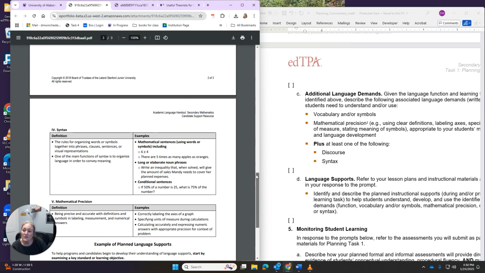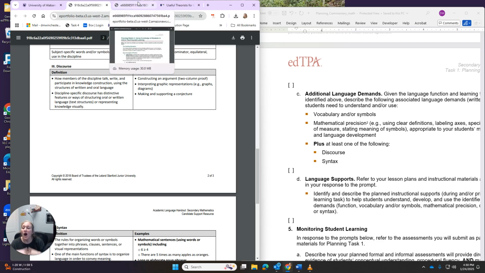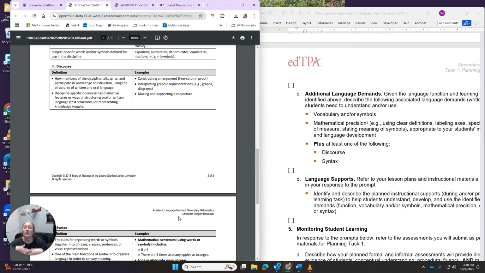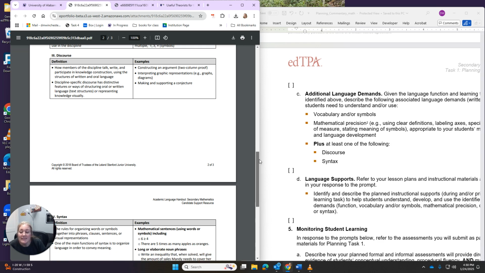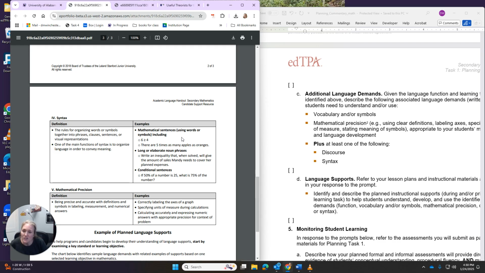So discourse is how members of the discipline talk, write, and participate in knowledge construction. For music, it's going to be a little bit different, right? The discourse could be not only writing and talking, but also creating music. Then the syntax is the rules for organizing. So it's going to give us some examples.